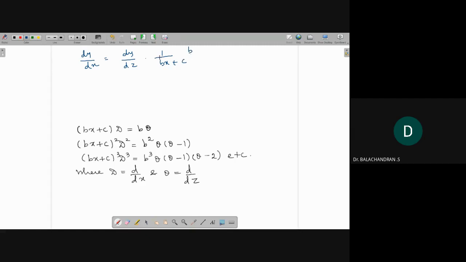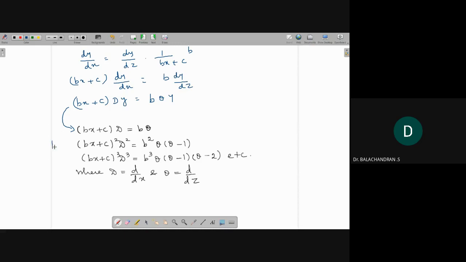B by bx plus c. So now cross multiply by bx plus c: bx plus c into dy by dx is equal to b into dy by dz. Or you can write this as bx plus c into D y, so D y equal to b into d by dz, which is theta y. Or from this you can write bx plus c into D equal to b theta.